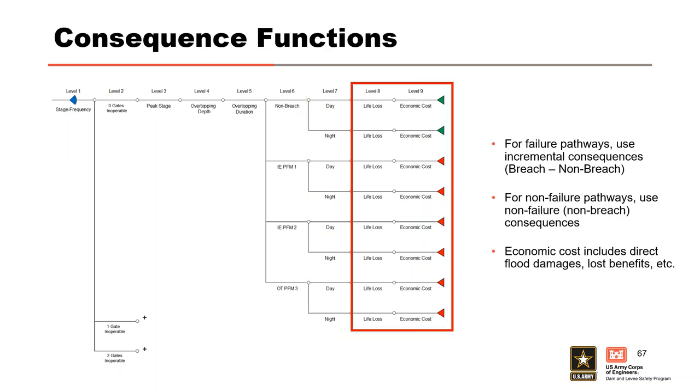Lastly, we have the consequence functions, breach and non-breach life loss, and economic cost. Just like system response probabilities, incremental and non-breach consequences can be a function of peak stage or discharge. To get the consequences associated with dam or levee failure, you will need to use the incremental consequences, which is the total breach consequences minus the non-breach. We'll talk more about incremental risk in the next module.